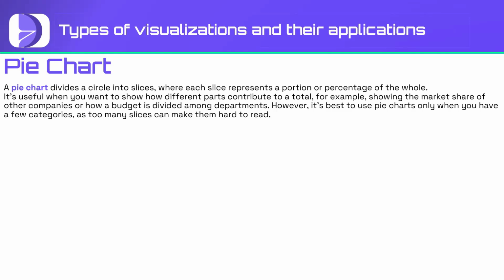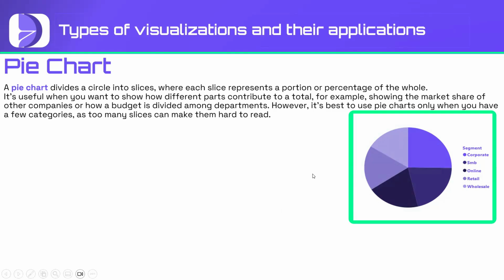However, it's best to use pie charts when you have a few categories, as too many slices can make them hard to read. So the maximum number of categories you can have in a pie chart is between 5 and 6. If it's even getting to 7, then it becomes very difficult to read. So for you to still maintain the readability of your pie chart, you have to have at most 5 or 6 slices.